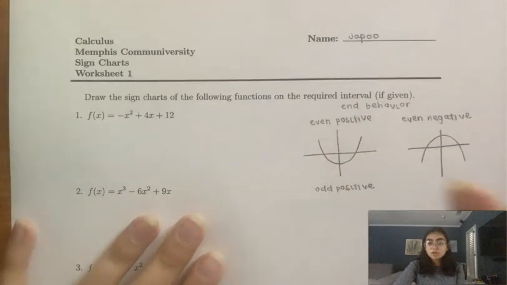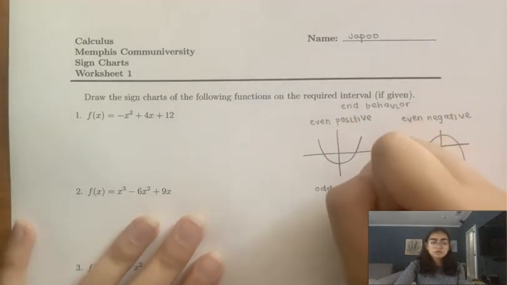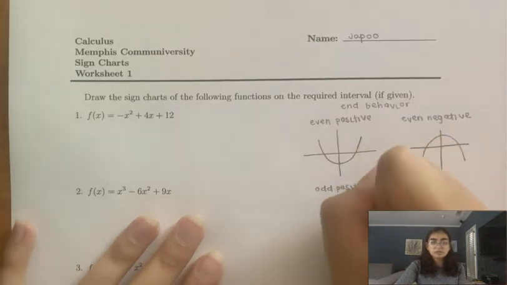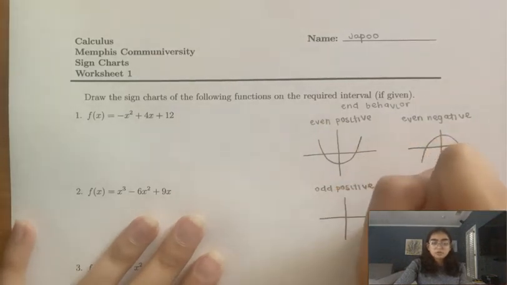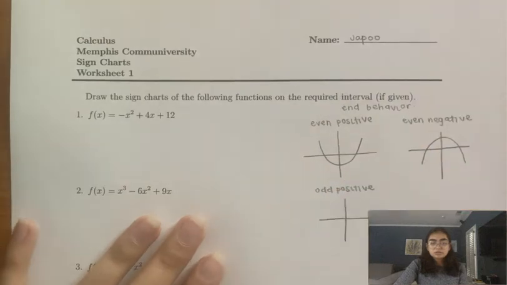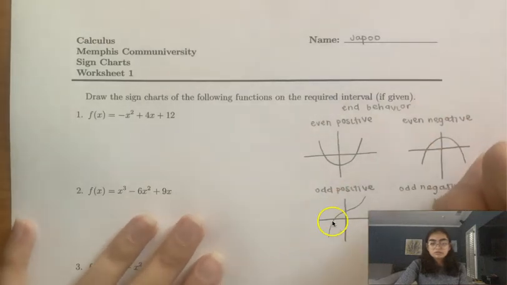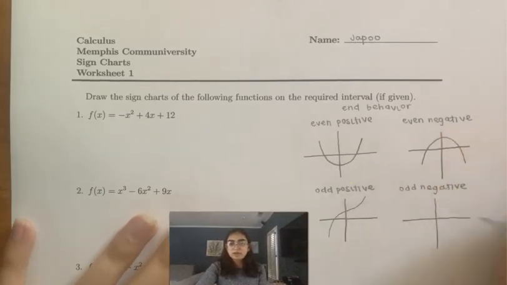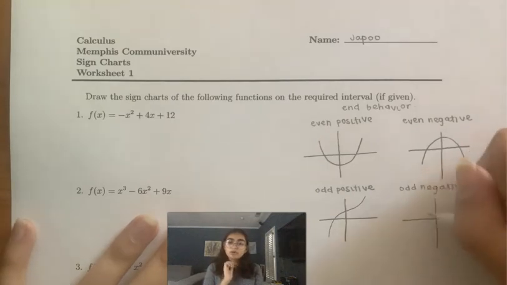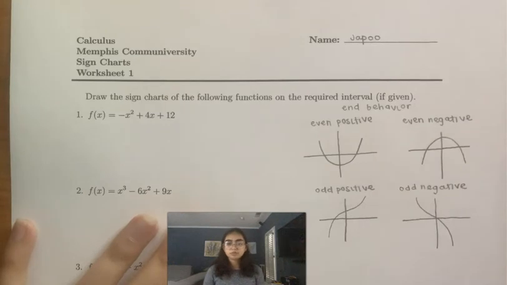Then we're going to have odd positive, and odd positive is kind of like a squiggly line. It's going to look something like this, like that. And then we have odd negative as our final one, and it's going to look like the flipped version of odd positive. Sometimes it's a little difficult to remember which way odd positive and odd negative go, but just memorize which ways those functions go and you'll be set for sign charts.